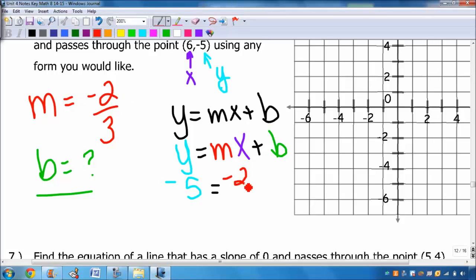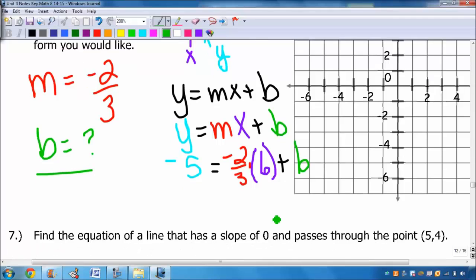So this is negative 2/3 times, you know what x is. It tells you right here, it's 6. So negative 2/3 times 6. And I don't know what b is, so I'm going to say plus b. Okay, so now I have to figure out what negative 2/3 times 6 is.